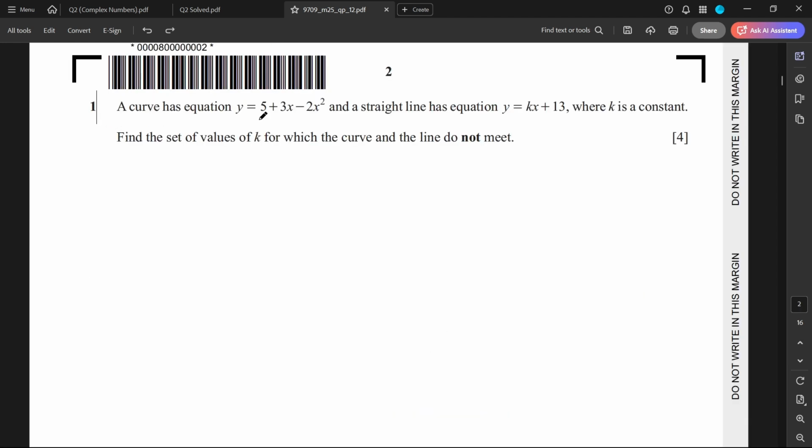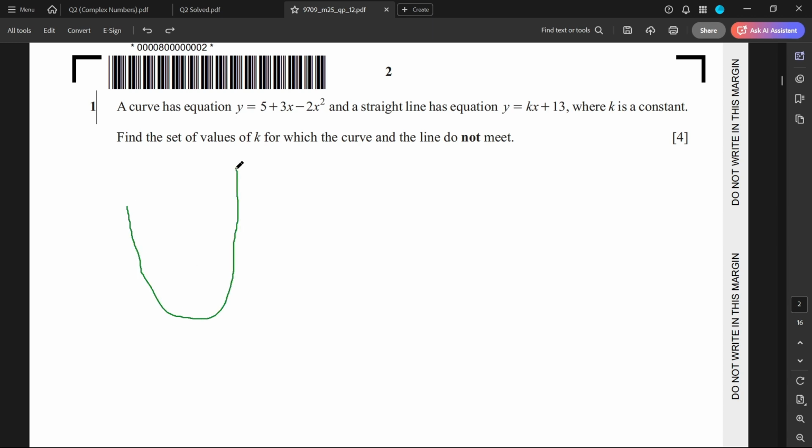So the first question is pretty repetitive. We are given the curve which has this equation and a straight line which has this equation, where you can see that k is an unknown constant. The whole idea of this question is to find the set of values of k for which this curve and this line will never intersect each other.